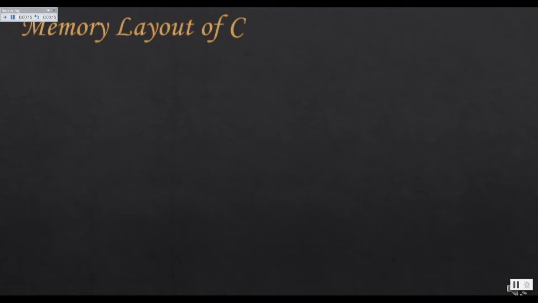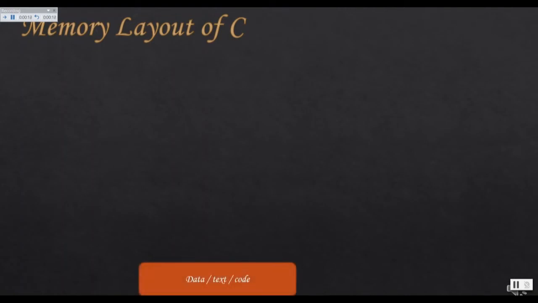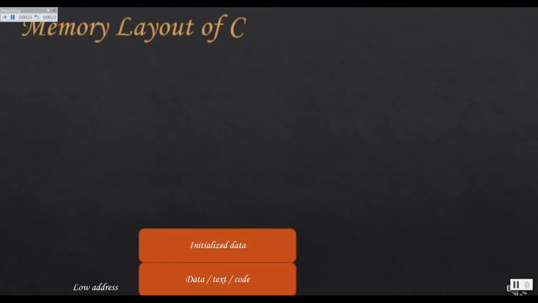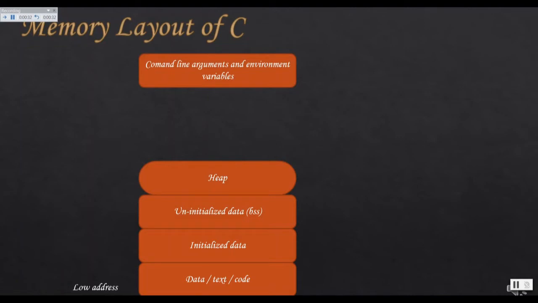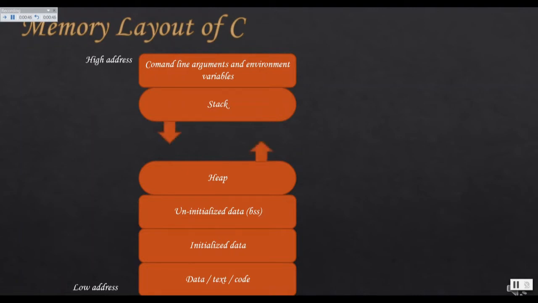Let's start with the lowest segment, which is the data or the text code, at the lowest address. Next we have initialized data. After that we have the uninitialized data segment, which is also called BSS. Then we have the heap, and after that the command line arguments and environment variables, which are stored at the highest address. After that we have the stack. The stack grows towards the lower addresses, and the heap grows towards the higher addresses until they meet. After that we would have a memory allocation error for the heap.